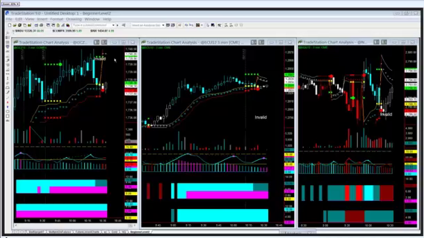No, the invalid tells me that price is not making higher highs and higher lows, or lower lows and lower highs. So it's an invalid trading time period. You're not allowed to take any trades.